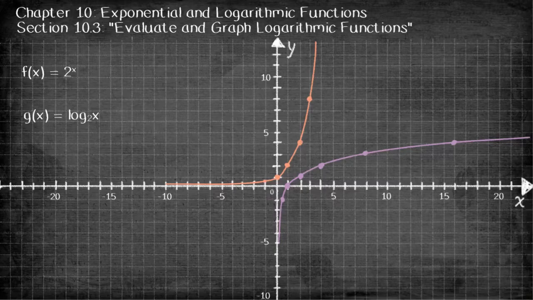And what we should note here is that 2 to the x and log base 2 of x, their graphs look kind of similar, right? They're mirror images of each other, and that's not by coincidence. So an exponential and a logarithm that have the same base are going to be mirror images over this line.